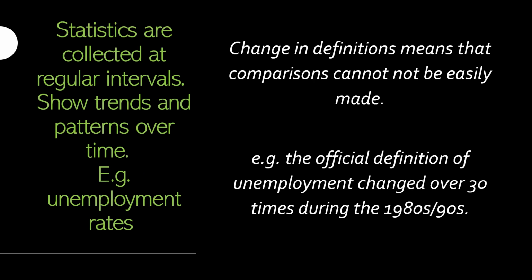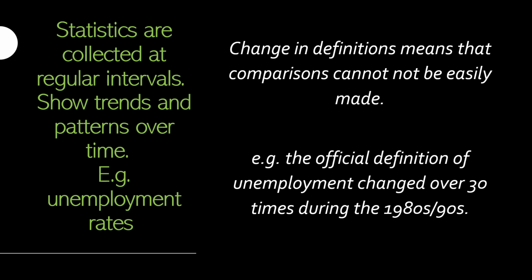Secondly, statistics are collected at regular intervals. They show patterns and trends over time, for example, unemployment rates. Now, there is a problem with this because often the state or the government who collect these statistics may change the definitions. So that means that comparisons cannot easily be made. For example, the definition of unemployment changed over 30 times during the 1980s and 90s. So this is not helpful to a sociologist who might be tracking trends and correlating that with other social factors.